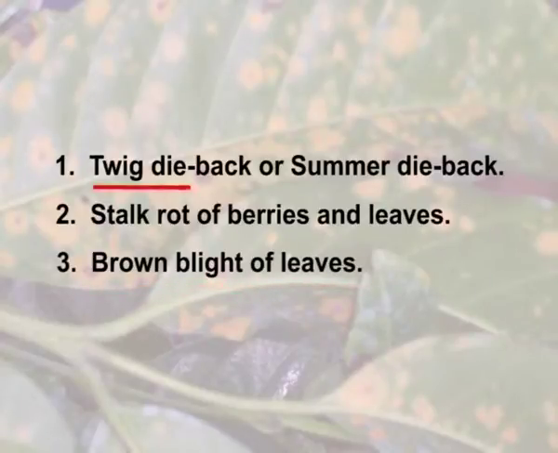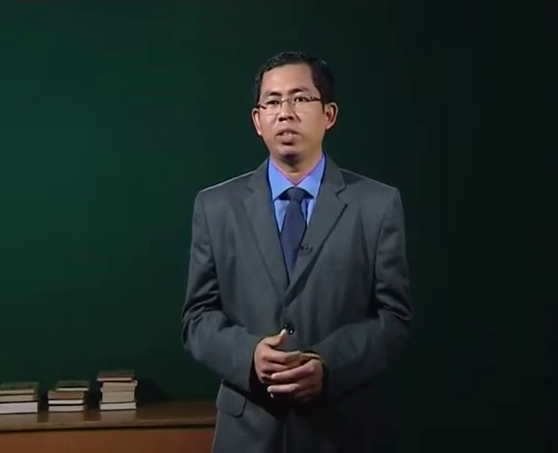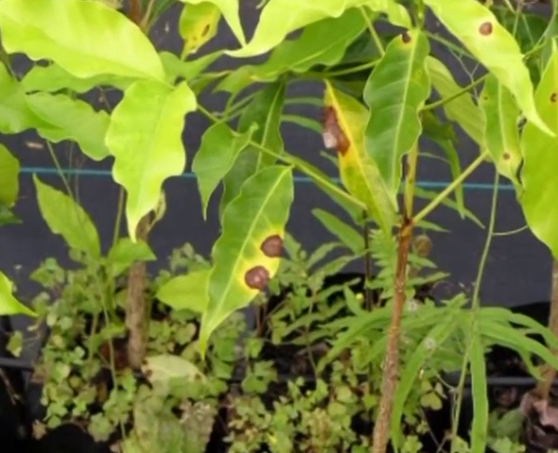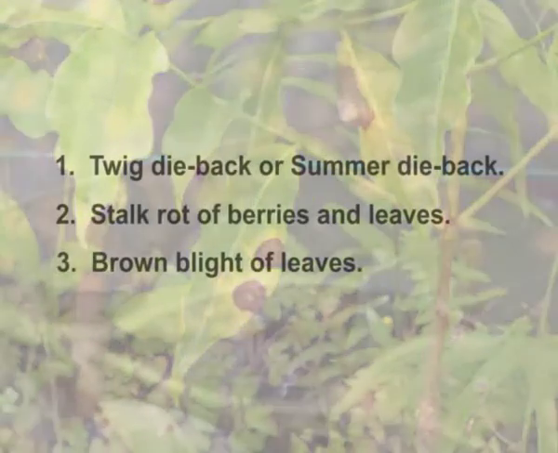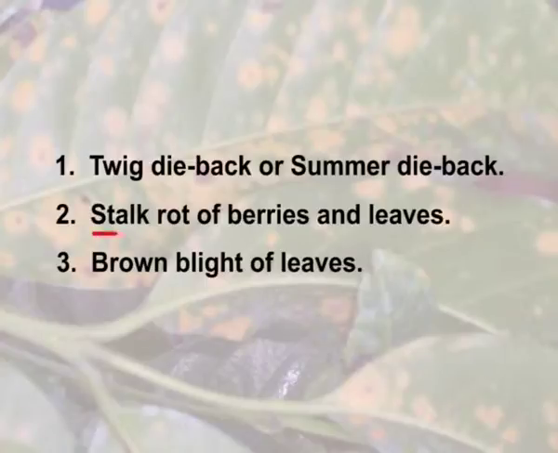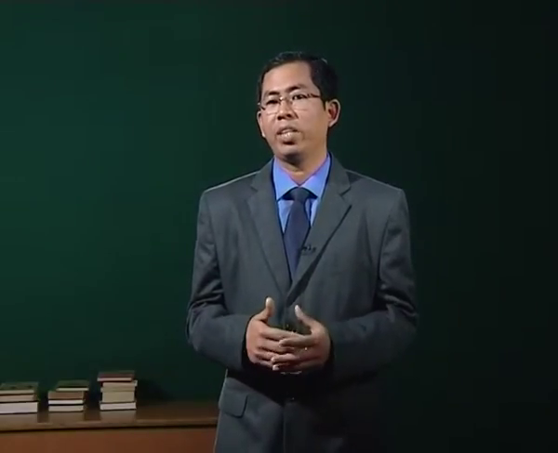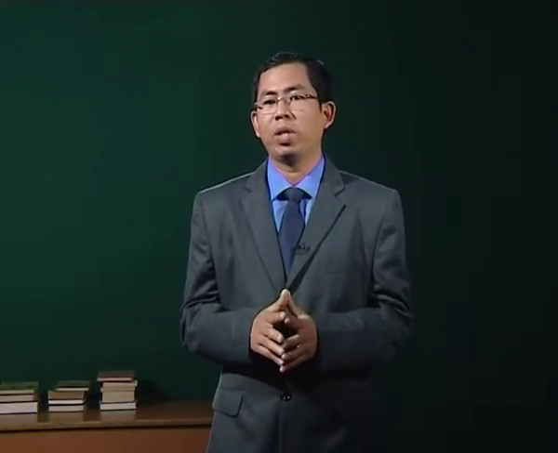So let's see the first one, twig dieback or summer dieback. Debility of twigs or branches due to defoliation, crop strain, inadequate overhead shade, and the symptoms are yellowing or blighting of leaf on the green wood. The next is the stalk rot of berries and leaves. The symptoms are necrosis of the nodes and internodes from the junction of the brown and the green wood towards the apex, followed by berry drop and defoliation.